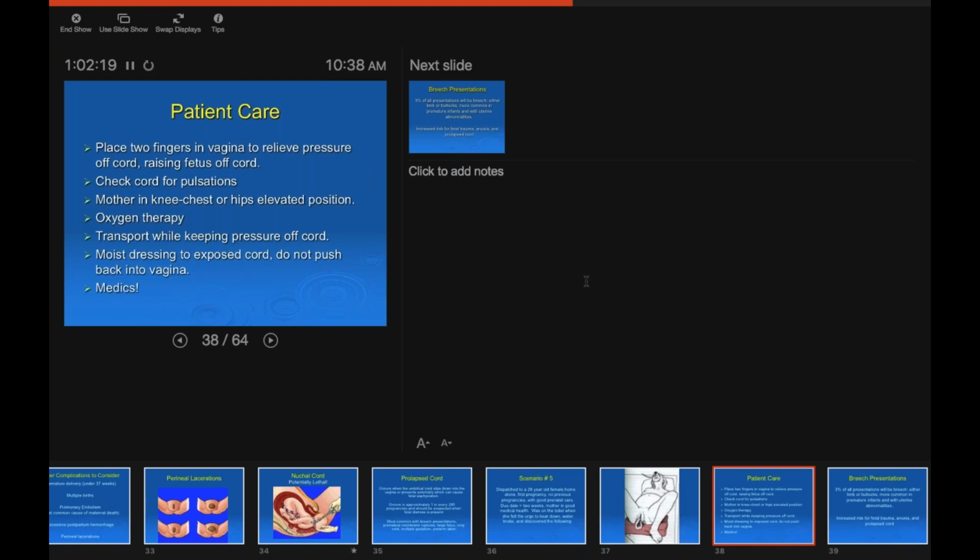So you're going to place 2 fingers in the vagina to relieve pressure off the cord, raising the fetus off the cord. This will allow the infant to hopefully still have a good pulse and still be able to breathe appropriately. You're going to check the cord for pulsations. You want to make sure that there are good pulsations going through the cord. Put the mother in a knee-chest or hip-elevated position for this. Do oxygen therapy. Transport the patient, keeping the pressure off the cord. So when you put your hand in, it may be in for the ride.